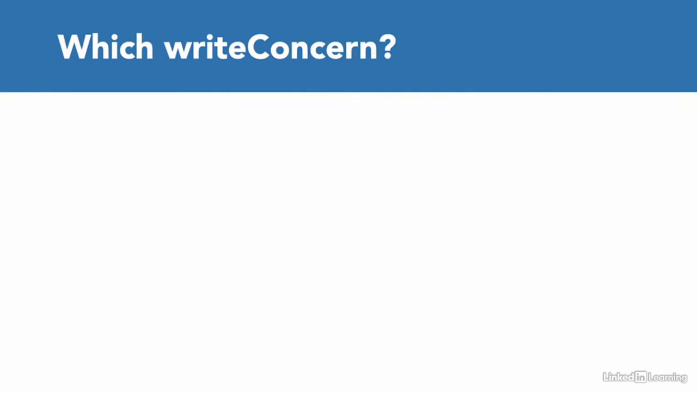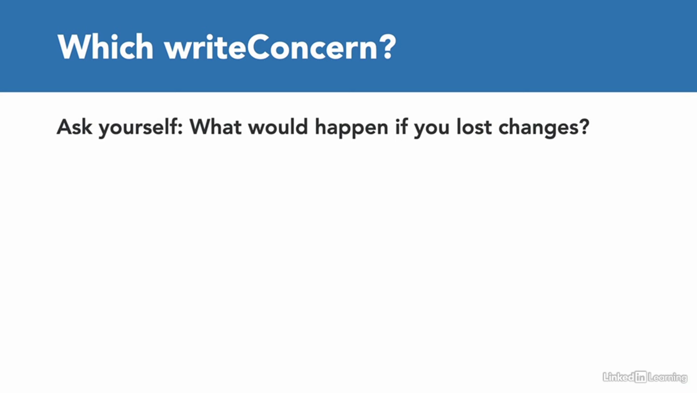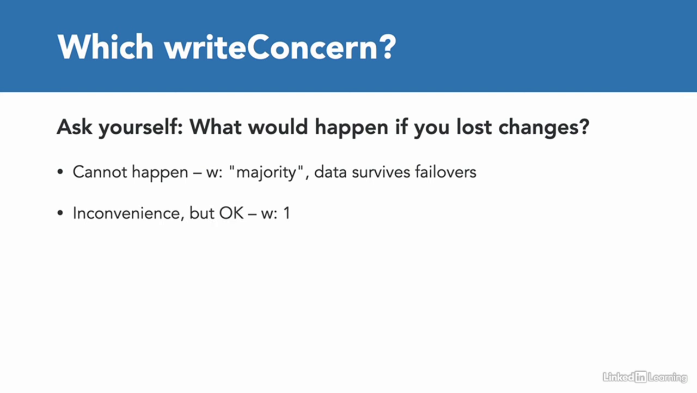When determining which write concern to use, a good question to consider is, what would happen if you lost changes? If that absolutely cannot happen, set your write concern to majority and your data will survive failovers. If it would be an inconvenience, but overall not the end of the world, you can choose a lower write concern. For this case, you don't have to worry about specifying the write concern, but keep it in mind when you are developing an application.